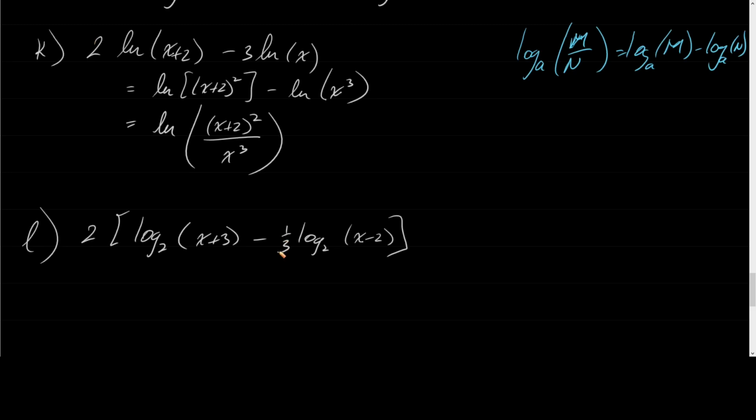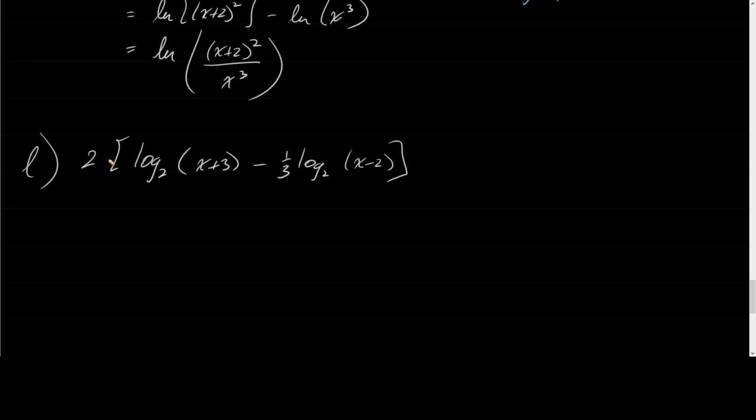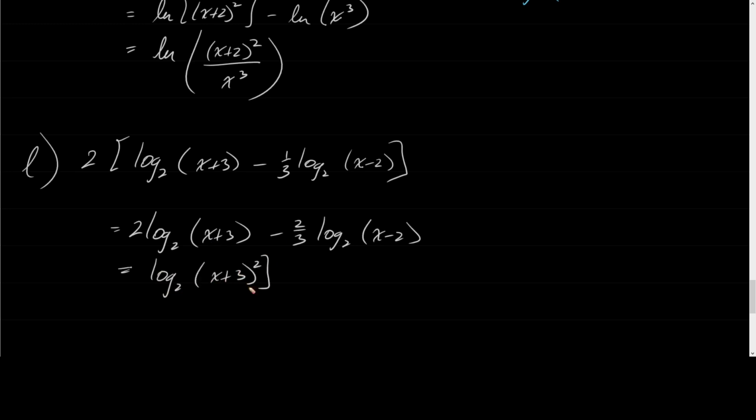Way better. Now, in here, the very first thing I'm going to do is I'm going to distribute this 2. We'll do it in a different way afterwards, but first I'm going to deal with this 2. So if I distribute this 2, I end up with 2 log base 2 of x plus 3 minus 2/3 log base 2 of x minus 2. At that point, we can bring the exponents, using the power rule, bring these up as exponents. So I have log base 2 of x plus 3 squared minus log base 2 of x minus 2 to the 2/3.